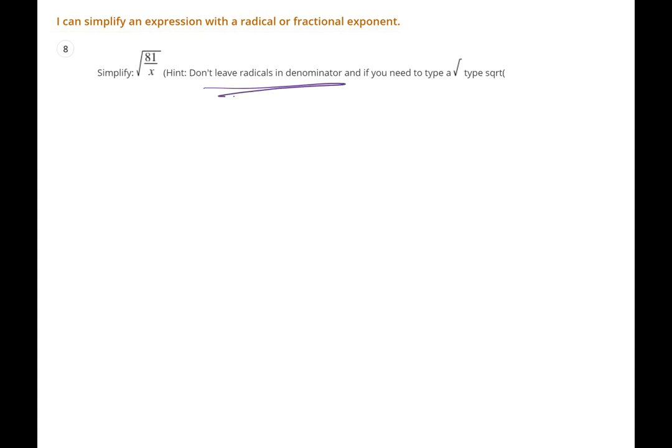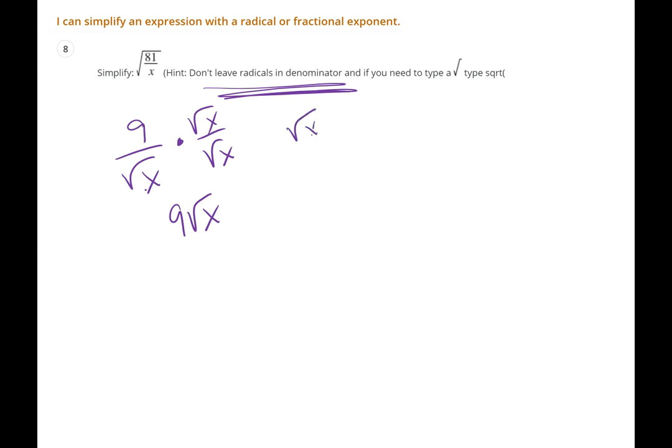So we're not supposed to leave radicals in the denominator. That's our hint on this one. I'm just going to take the square root if I can. I know the square root of 81 is 9, but I don't know the square root of x. So I need to rationalize the denominator. To do that, I'm going to multiply top and bottom by square root of x. So we've got 9 square root of x. The square root of x times the square root of x is the square root of x squared, which if I take the square root of that is just x. And this is probably how the answer would get left.